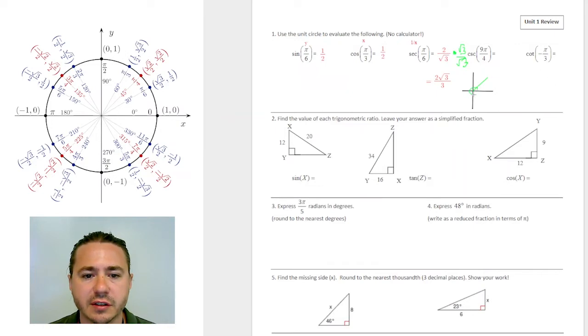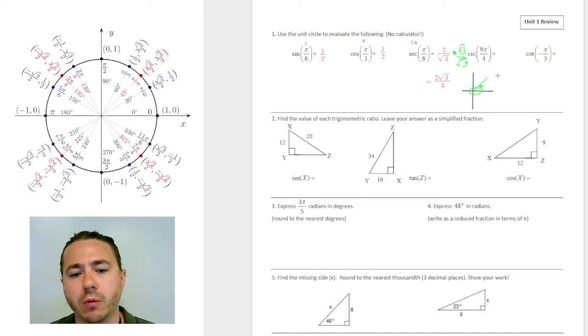So if I were to sketch this, I'd have one revolution and an extra pi over 4. And that helps you figure out what coordinate to look at, which is going to be root 2 over 2 comma root 2 over 2.